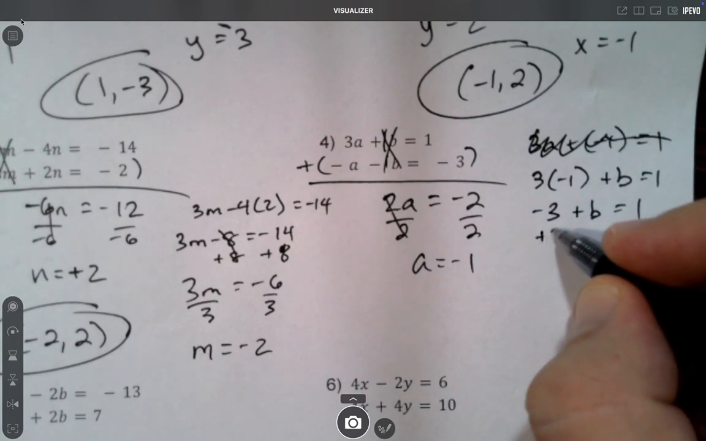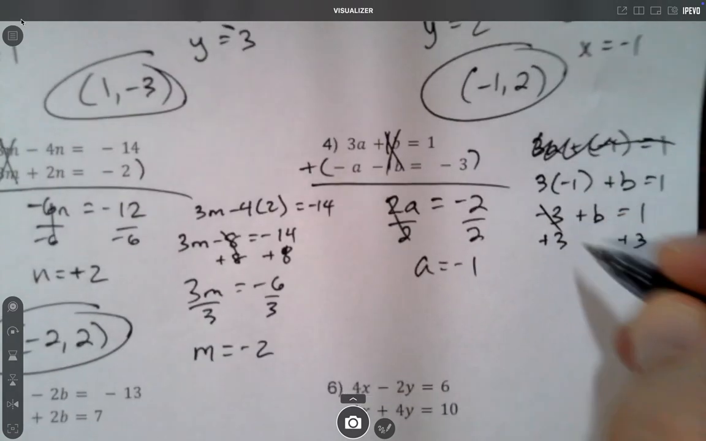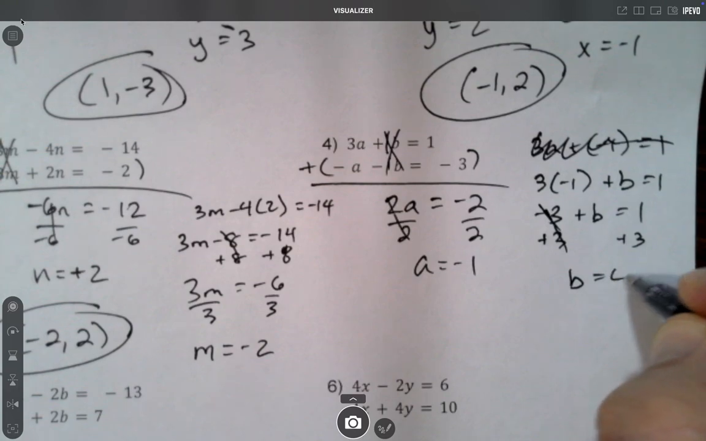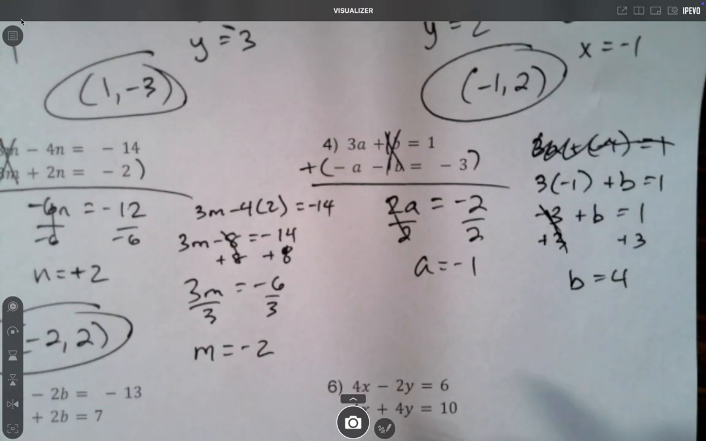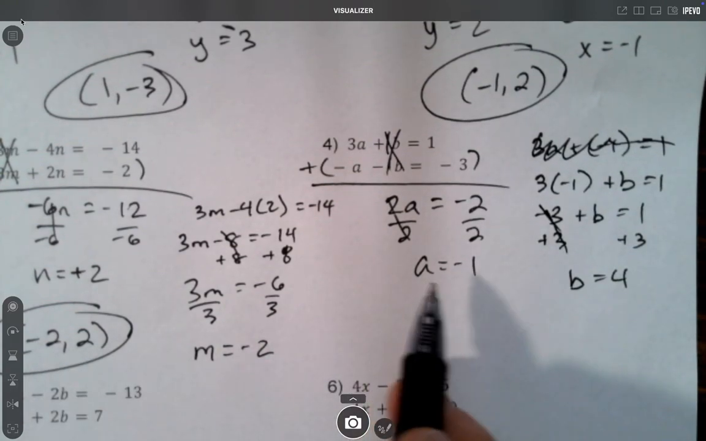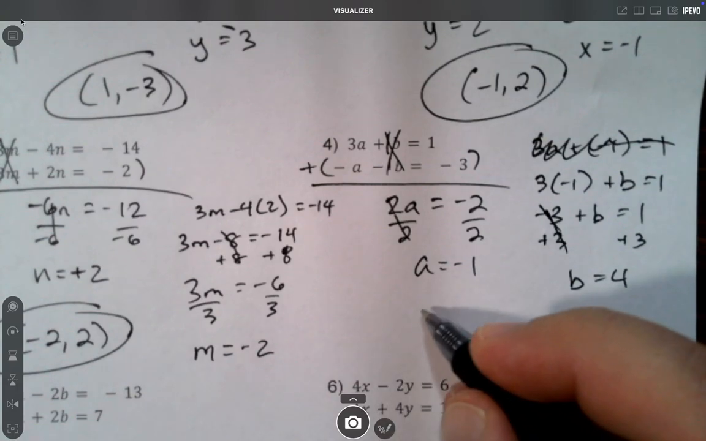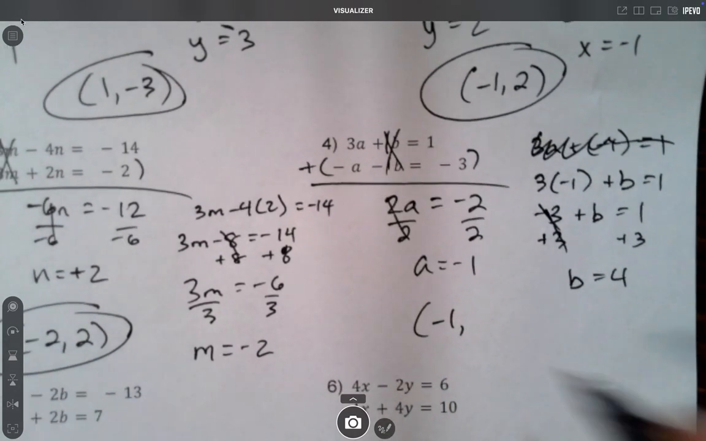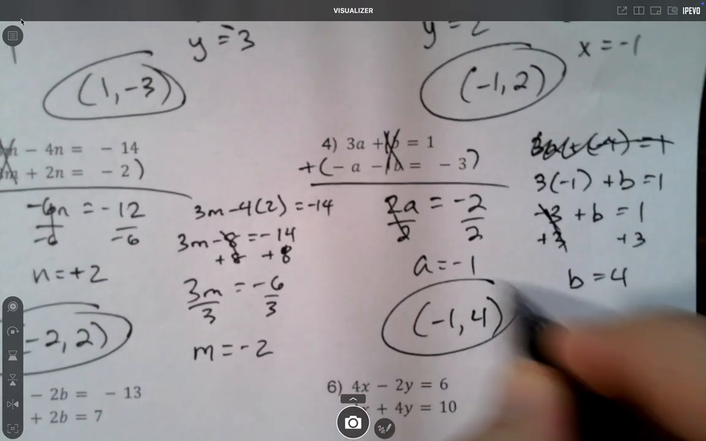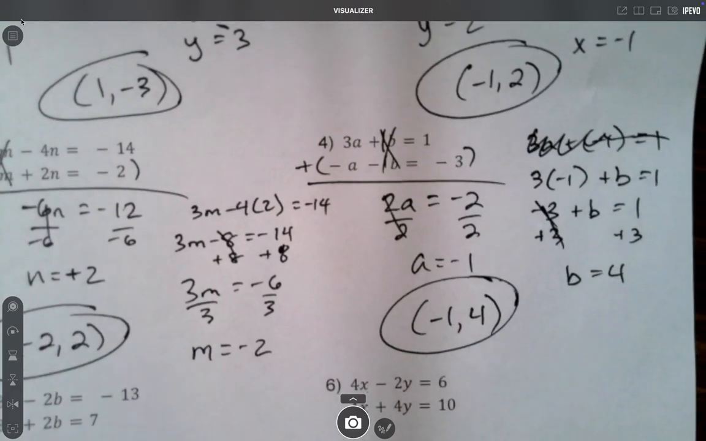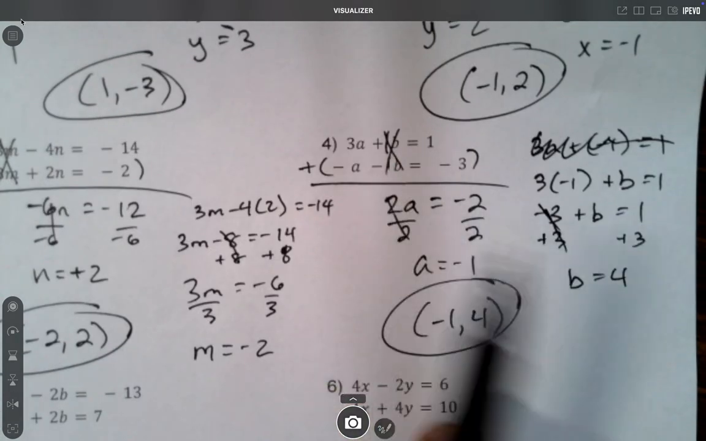So then I add 3 to both sides, and I get b is equal to 4. So as I said on number 3, we just go alphabetically. Whatever comes first alphabetically, we put that first in the ordered pair. What comes second goes second in the ordered pair. So (-1, 4) is the solution to this system of equations.